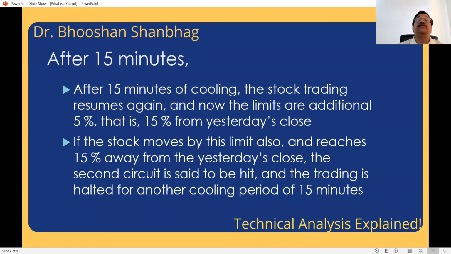If the stock moves by this much limit also and reaches 15%, then we say the second circuit is hit. Trading is again halted for a cooling period of 15 minutes. Now what I'm telling you is as of today, what the rules are. They may be changed. They may be different in different segments. In commodities, it may be different. Currency usually doesn't move that much, but time periods can be different in different markets. So what I'm telling you is with respect to the stock market, as of the rules today, when I'm recording this.